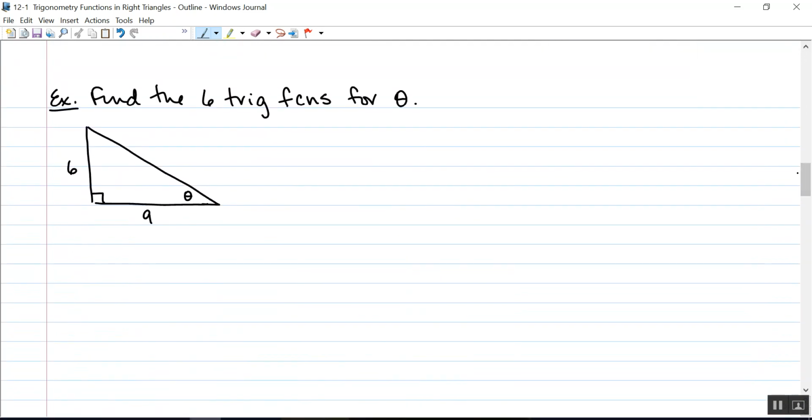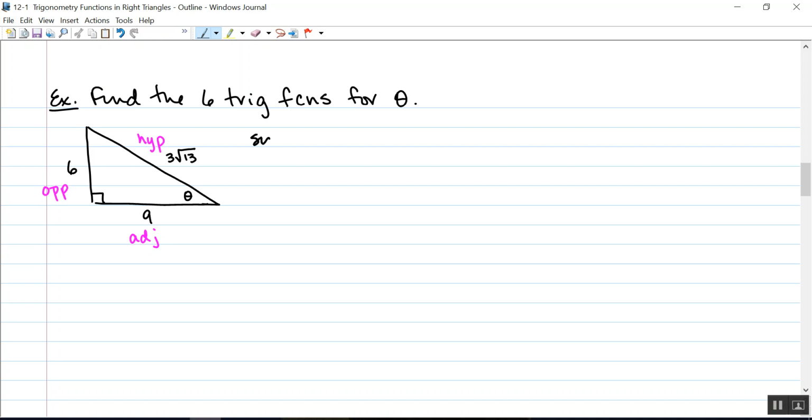So let's do a couple examples here. This one says find the 6 trig functions for theta. Theta is the measure of this angle down here, and in relation to theta, I'm going to label a few things. 6 is the opposite, 9 is my adjacent, and here's my hypotenuse. To figure out the length of the hypotenuse, I'm going to use the Pythagorean theorem, and I did that over on the side and came up with 3 square root of 13.